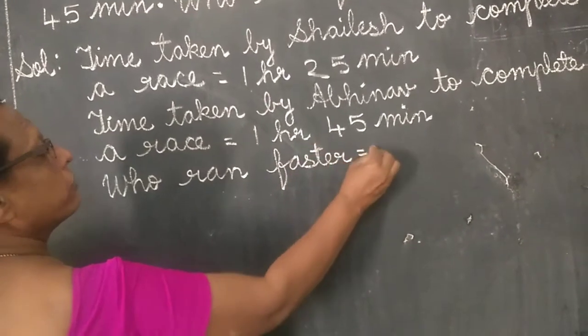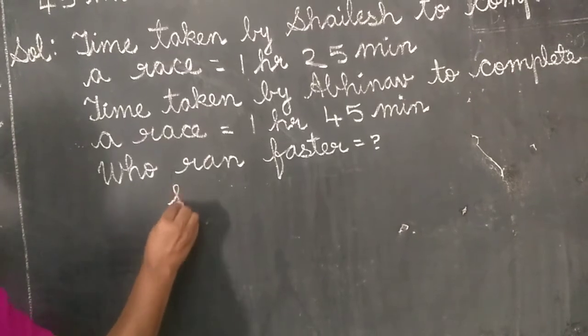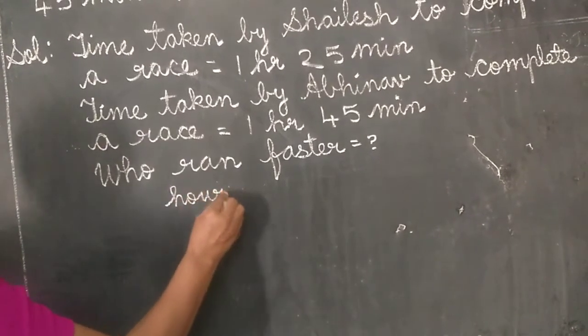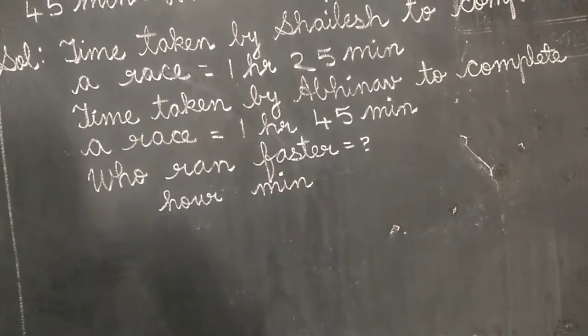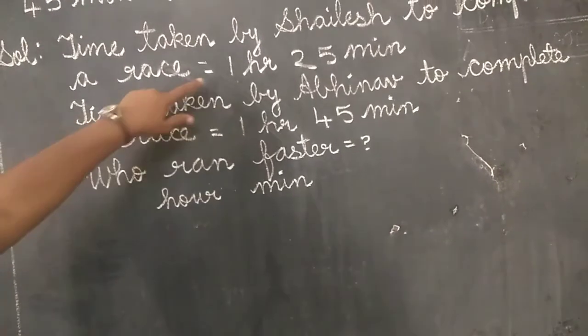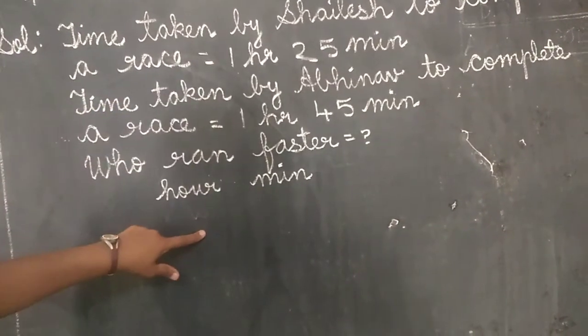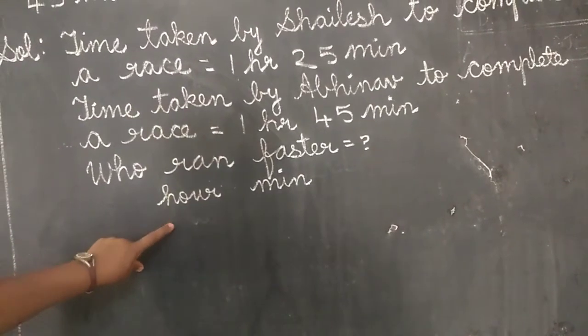You have to find out this one first. So what will come? You have to write hour and minutes here. So while writing for subtraction, what we have to do, children? Can we write the first one here, children? No. The bigger number only we have to write in the first column.